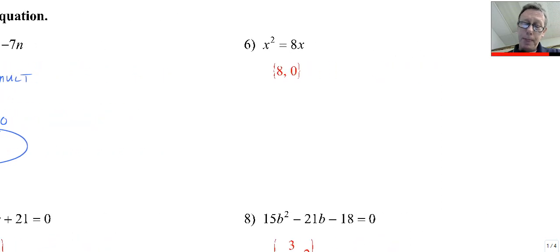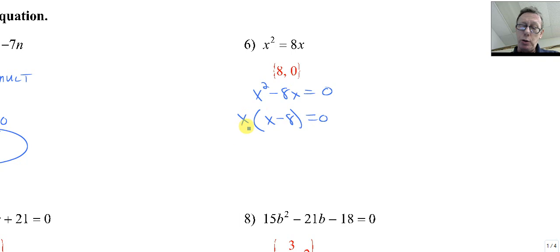Next problem says that I have 8x over here on the right. Let's move it over so that I set y equal to 0. Okay, the first thing we always do before we factor is we try to bring out any common factors that I can. This one has an x, so if I take an x out, I have x times x minus 8 equal to 0. So the value of x that would make y become 0 is 0, and here I have x is equal to 8.